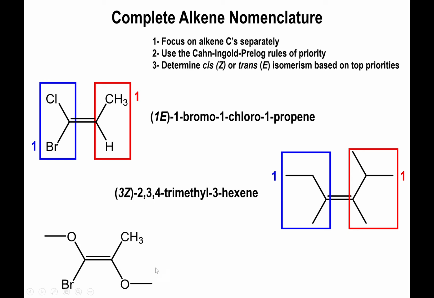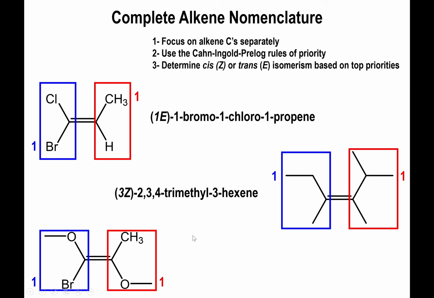Okay, and we have one more. For this molecule, same idea. You break it into the two halves. The one half of the alkene containing its substituents, and the other half of the alkene containing its own substituents. The priorities are based on higher atomic weight first. So if we look at the oxygen versus bromine, bromine has greater atomic weight. If we look at the carbon and compare it to the oxygen, oxygen has greater atomic weight.